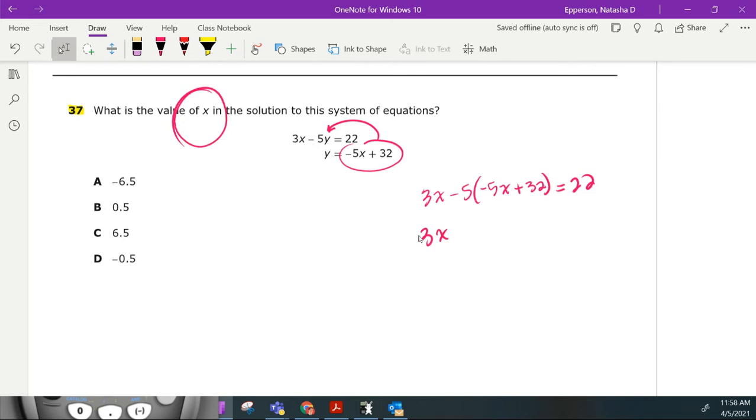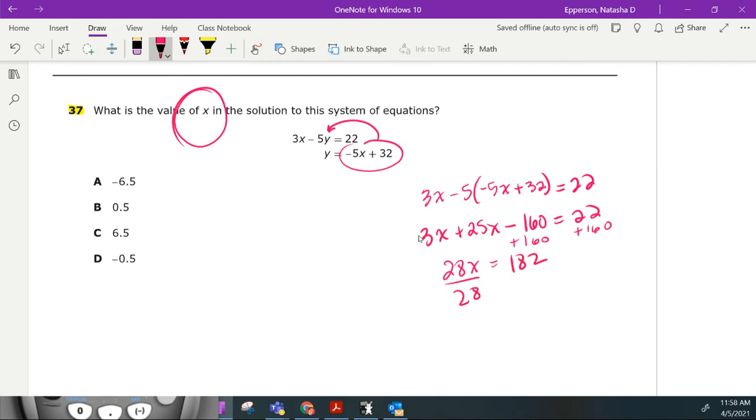That gives me 3x plus 25x minus 5 times 32, which gives me 160. It's equal to 22. Combine like terms: 3 plus 25 gives me 28x. I'm going to add 160 to both sides. That gives me 160 plus 22, which gives me 182.